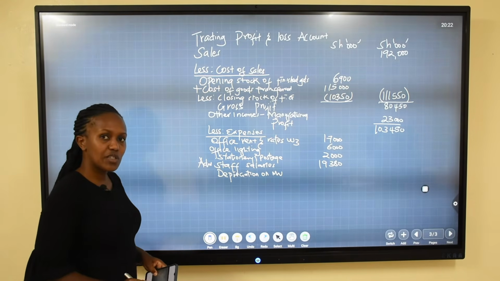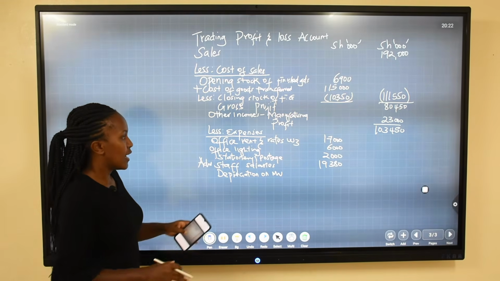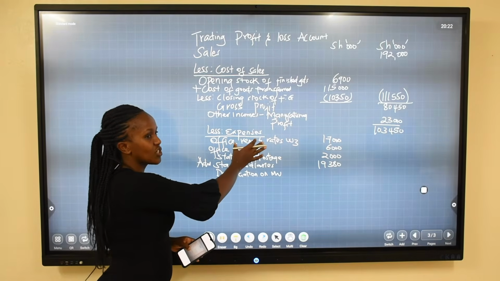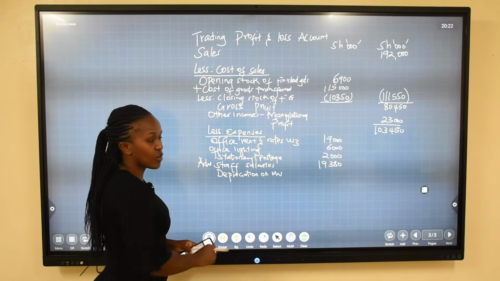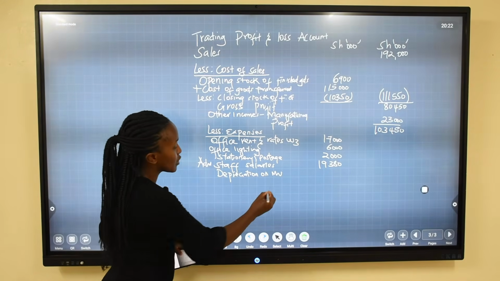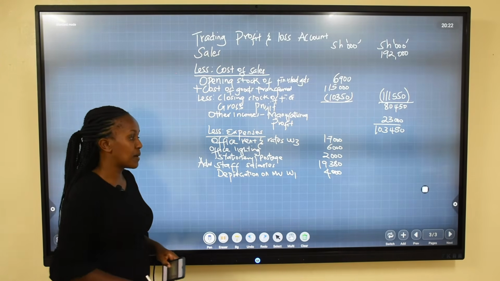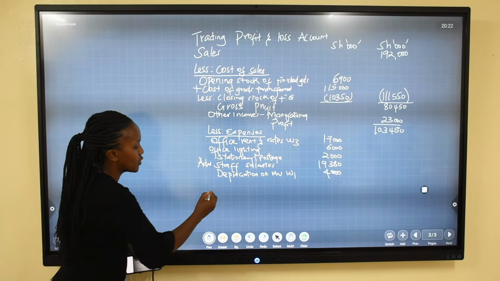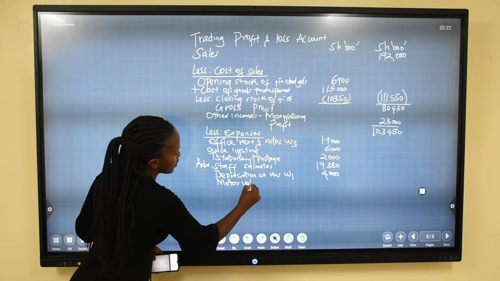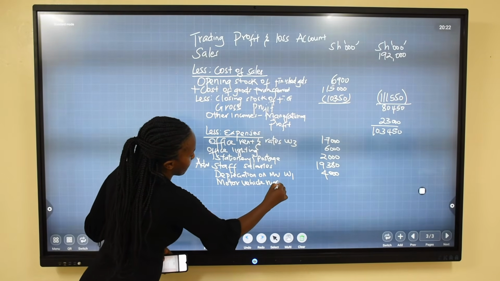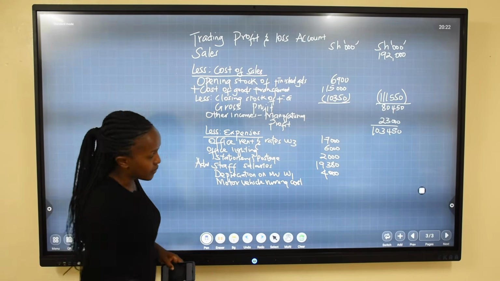Why? Because we said these motor vehicles are used for sales delivery. Therefore, we have said these expenses here are administration expenses, selling expenses, and finance expenses. So the depreciation on that motor vehicle is a selling expense, which we had computed in working number 1 as 4,000. So you can go back to working number 1 and see the 4,000. Then we have the final one in our trial balance there. We have motor vehicle running costs of shillings 4,500.